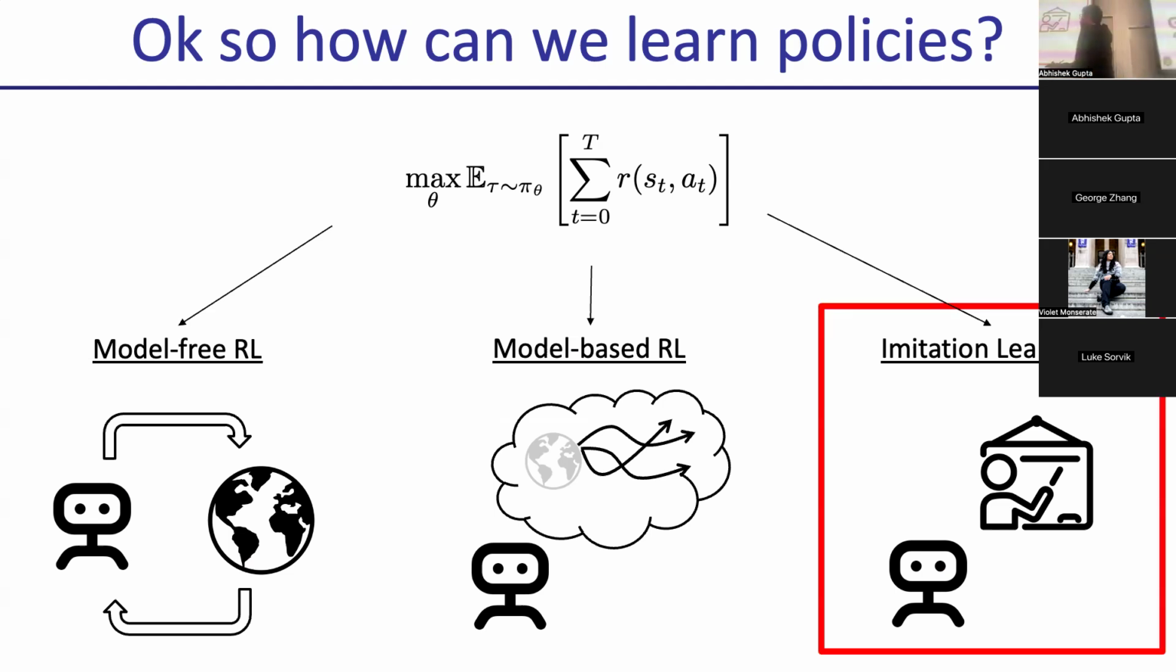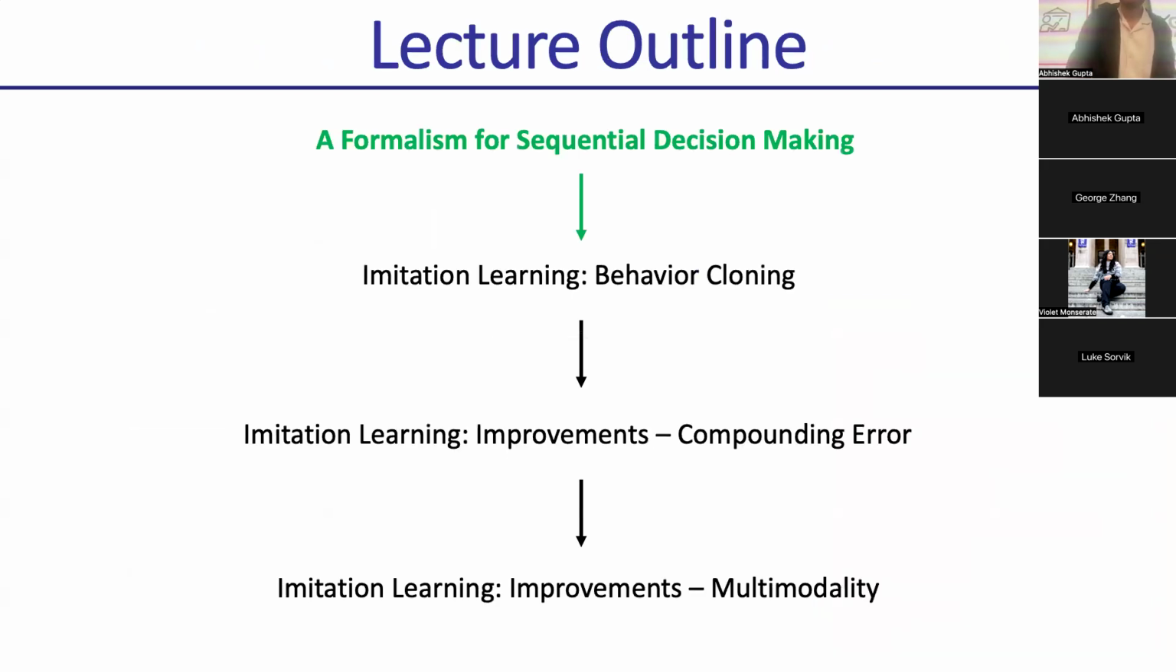All right, so let's go through imitation learning. Imitation learning is hot right now. There are hundreds of millions of dollars going into imitation learning, so it's a good thing to know. We're going to start with imitation learning, talk about why it's not perfect, and then talk about some fixes that people have looked at in recent years.